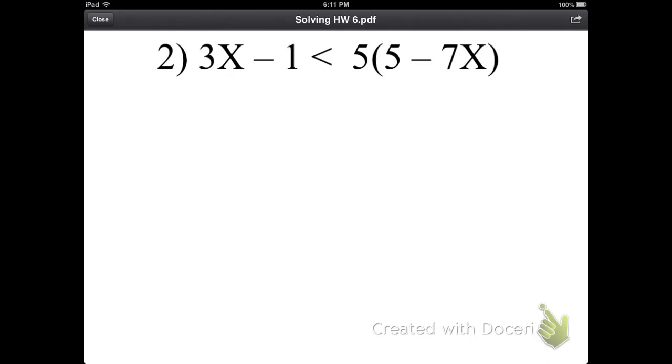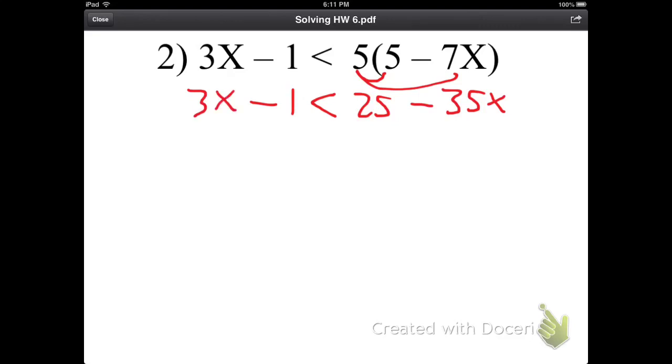Next one, number 2, just an inequality, but it does have distribution, so I'm going to distribute this 5 through. 5 times 5 is 25. 5 times 7 is 35. The x is still there. Got to subtract 1 and 3x on the left. So on this one, I can put the x's on the right side. I'll put them on the right side this time.